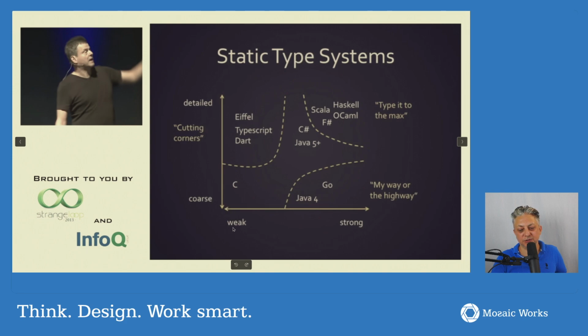All right. So then he goes into talking about another classification, which is weak, strong, and then coarse versus detailed. And strong and coarse are Java 4 and Go, which is my way or the highway. Basically, you have a few types. You cannot build a lot more types easily. Well, you could build classes here, but when it talks about types, it doesn't talk about classes. This is a difference when you think about it in terms of functional programming. Types are not necessarily classes. And then here we have weak and detailed, like Eiffel, TypeScript, Dart, C# and Java 5+ here. And then you have strong and detailed: Scala, F#, Haskell, or OCaml, where everything is typed to the max.